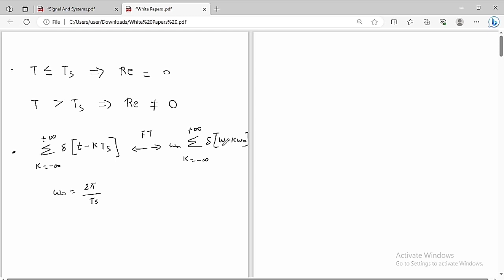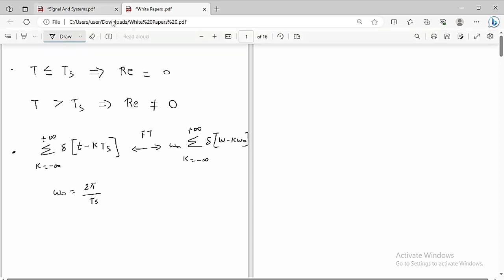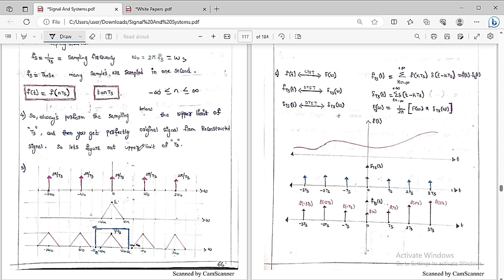Here the impulse train is present at k equal to 0, k equal to 1, k equal to 2, k equal to 3, like all that, from minus infinity to plus infinity, where k is always an integer. So this has a peak of omega naught, which is 2 pi by Ts. The same thing I have drawn. It has an amplitude, that is an area, of 2 pi by Ts in the frequency domain.